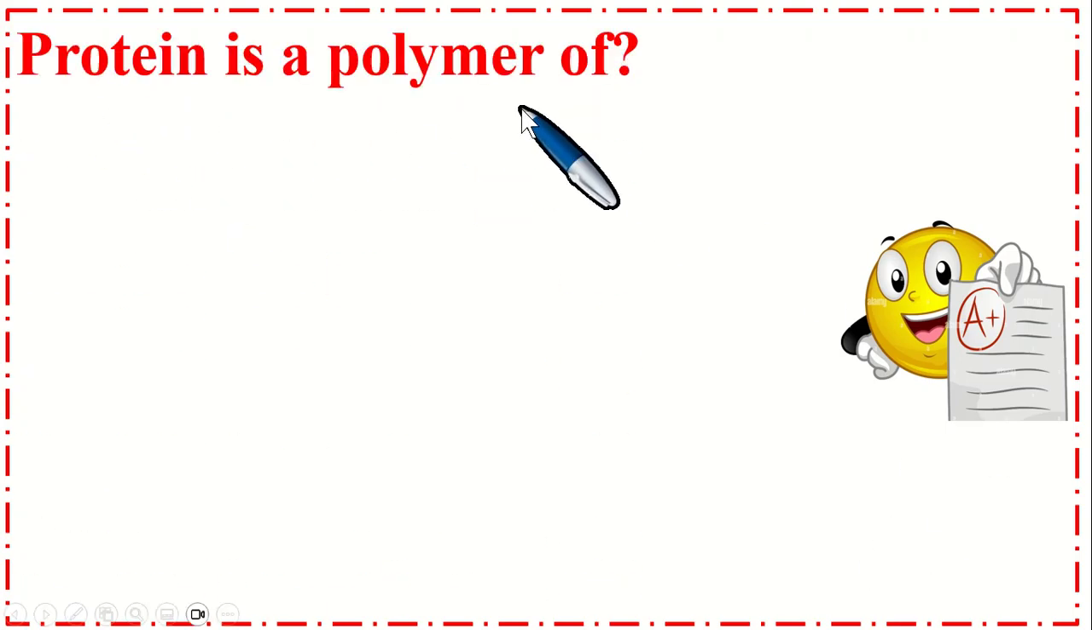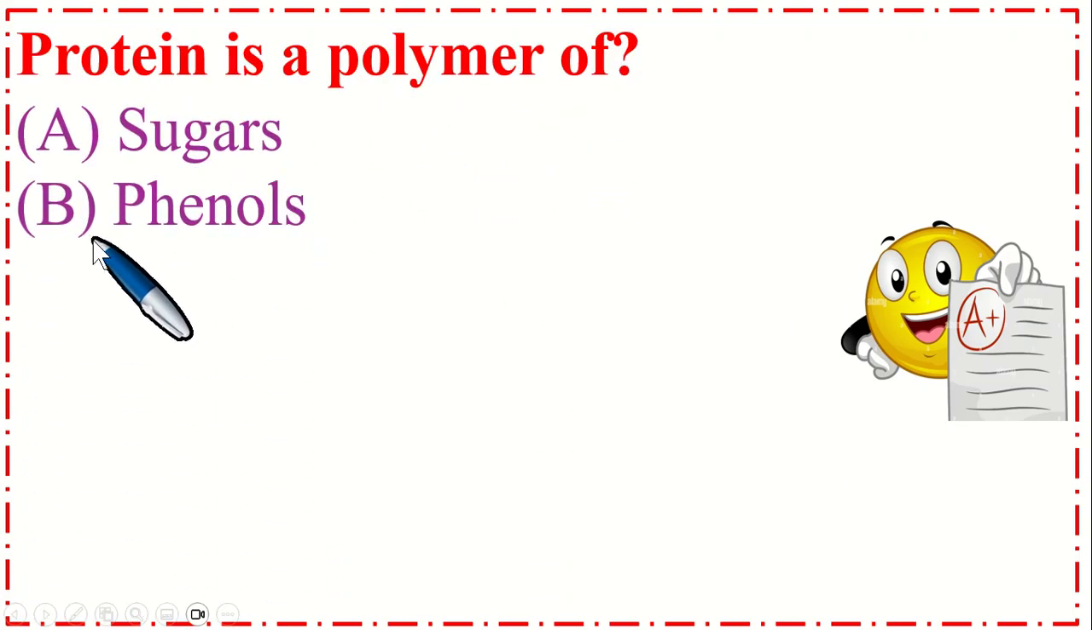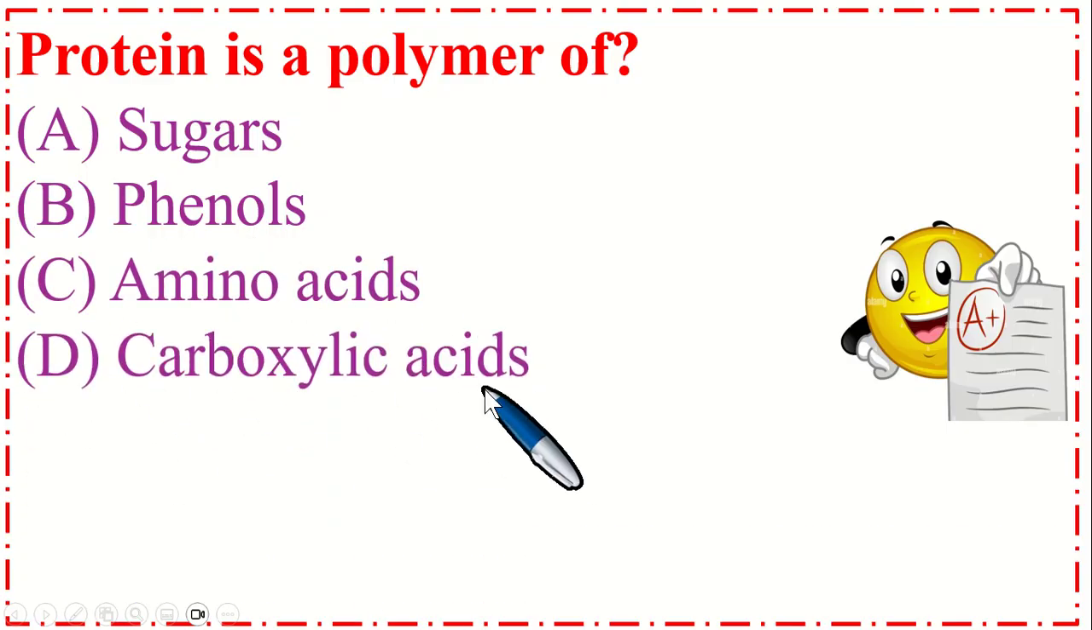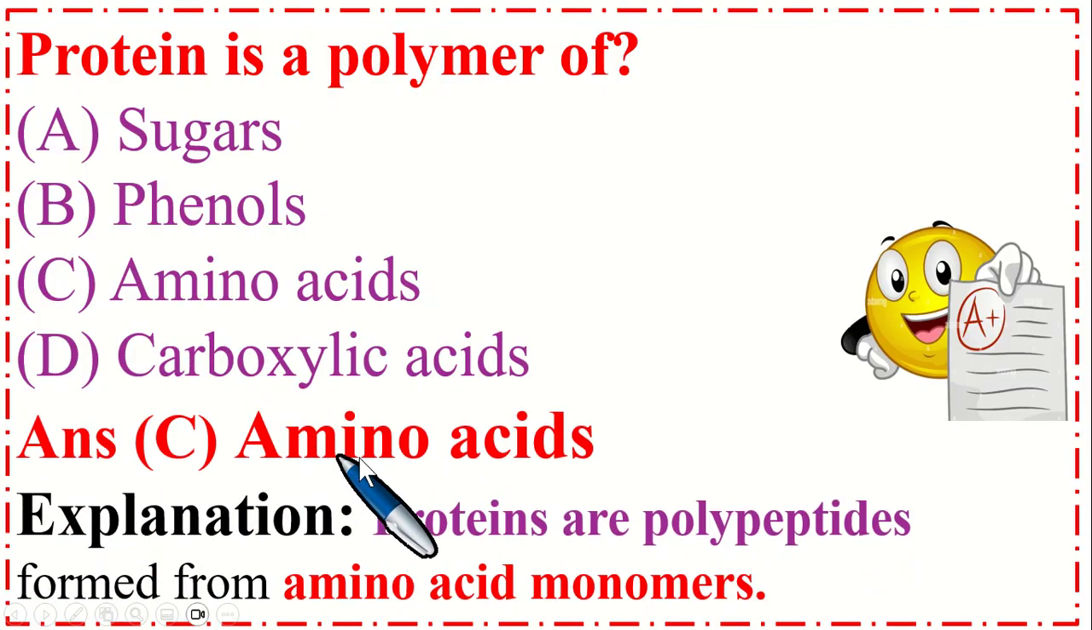Protein is a polymer of option A sugar, B phenol, C amino acid, and option D carboxylic acid. So the correct option is C amino acid. Proteins are polypeptides formed from amino acid monomers.